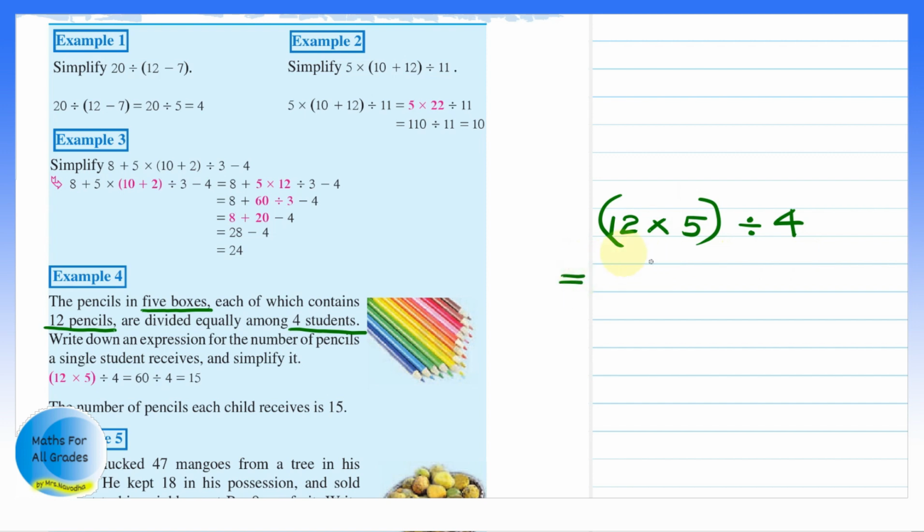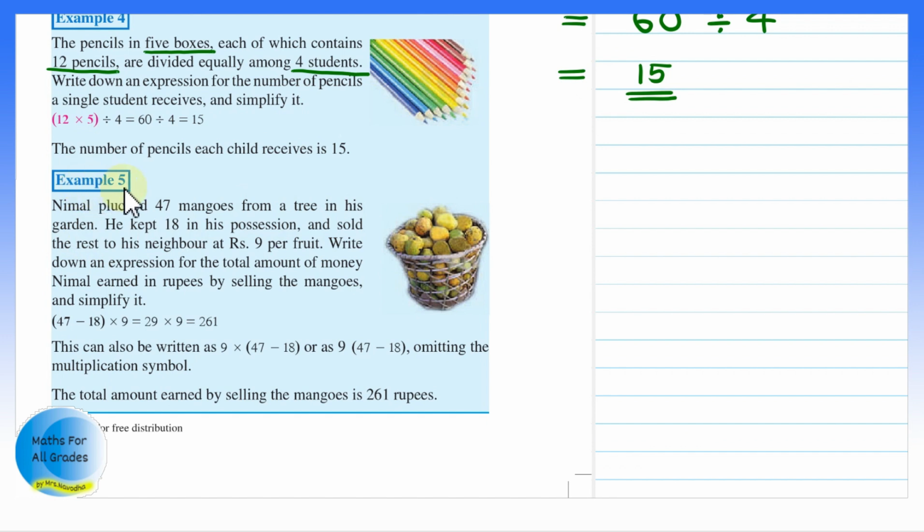Let's solve this one. First we go for the brackets. 12 times 5 equals 60. 60 divided by 4 equals 15. So that means each student receives 15 pencils. Example number 5.